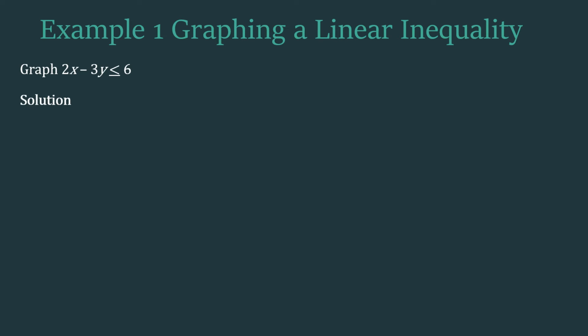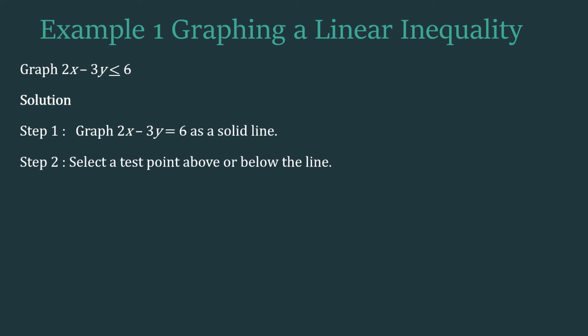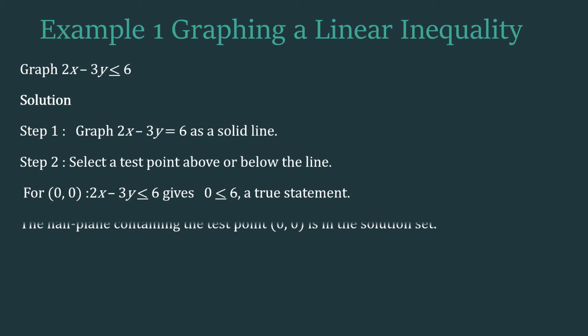Graphing a linear inequality, say 2x minus 3y less than or equal to 6. First of all, we have to rewrite that as y equal to something. So we know that it is a solid line, and we graph that with a solid bold line. And you have to use a test point above or below. If you are doing it manually, you use a test point above or below, then check whether that value is true for the given statement. If it is true, then use that region as the half plane. The region containing the test point will be the half plane, which is the solution set.